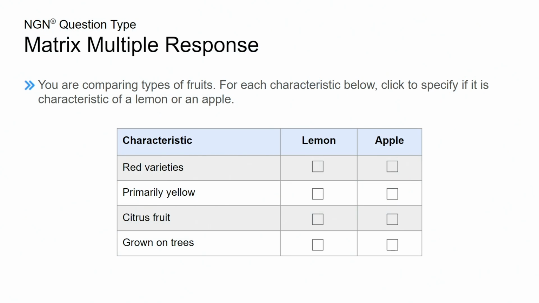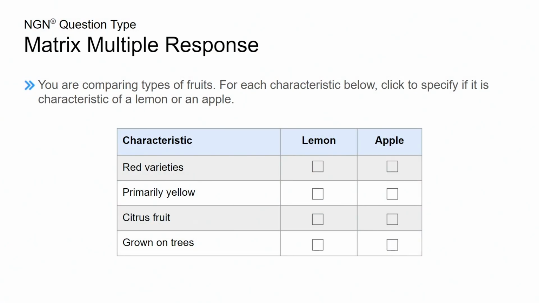Matrix multiple response is another one of those question types that's going to be available at NGN starting in April. It is a little intimidating to look at because it's a grid with lots of boxes to click through, so it can be a little scary, but we can break it down into a couple columns at a time. This one is just a sample. It's a silly, simple topic, but I think it's helpful to talk through how to respond to these questions.